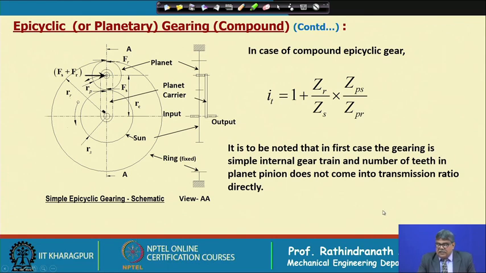It is to be noted that in the first case the gearing is a simple internal gear train and the number of teeth in the planet pinion does not come into the transmission ratio directly.